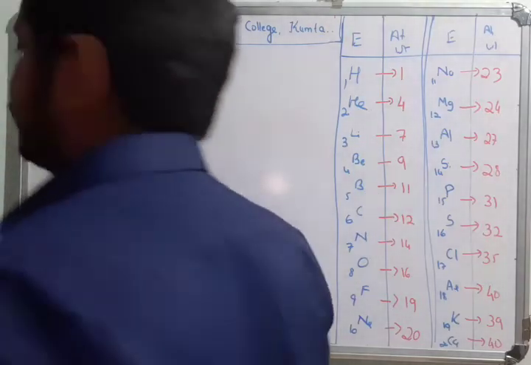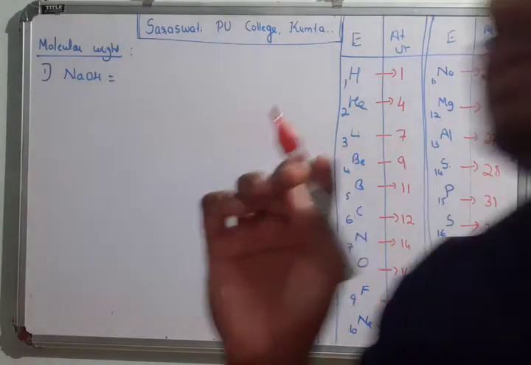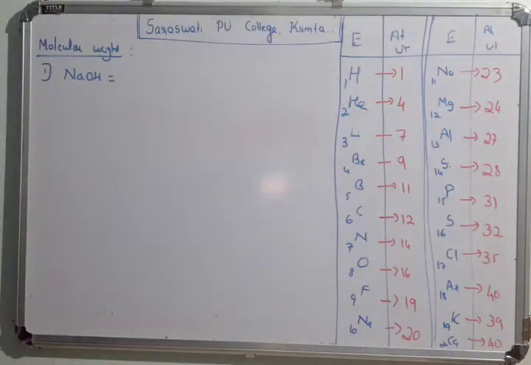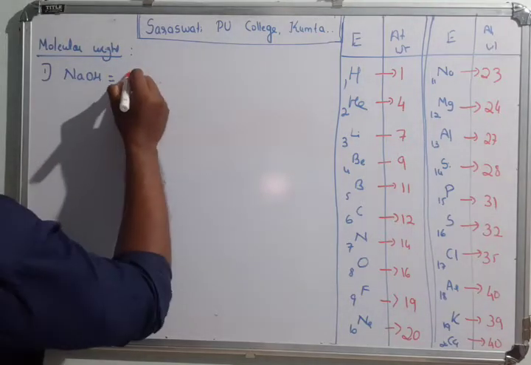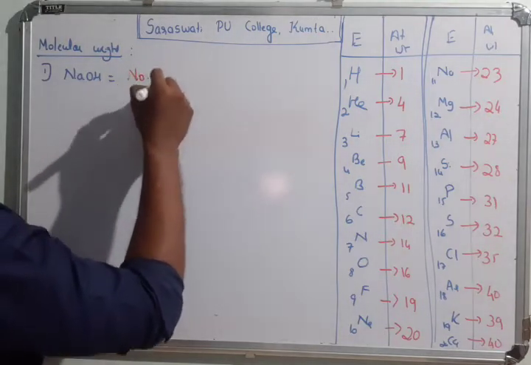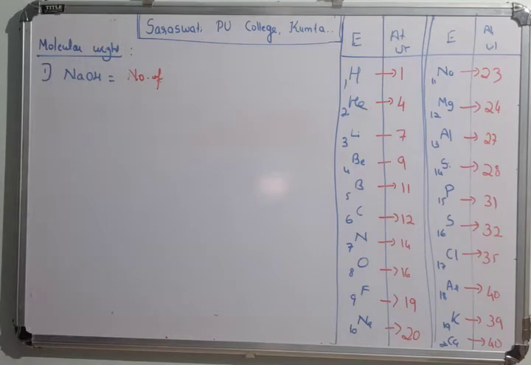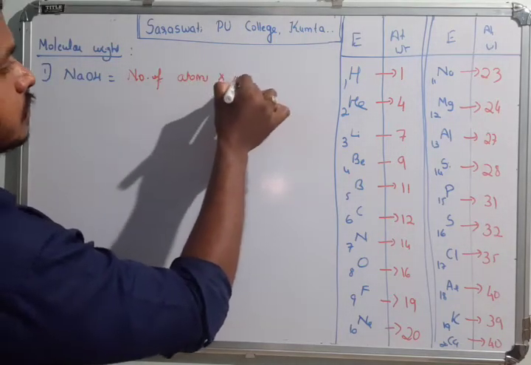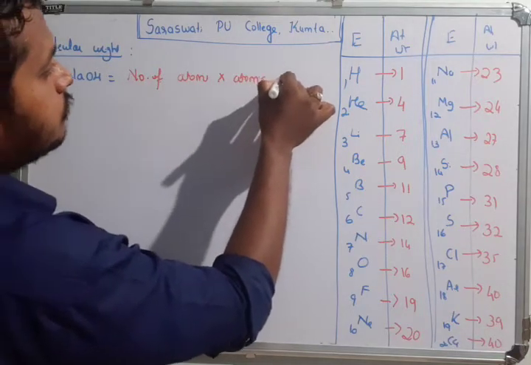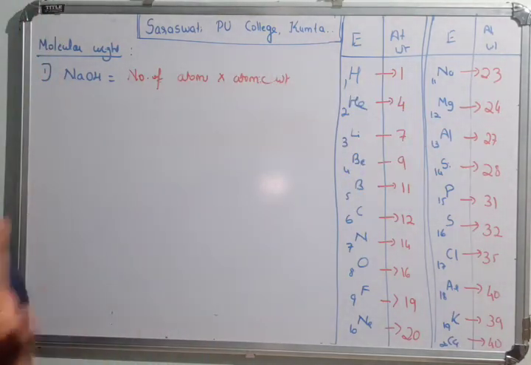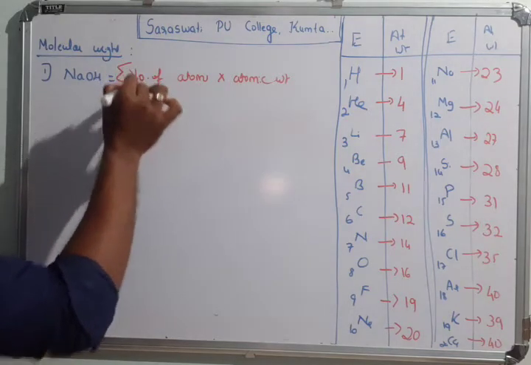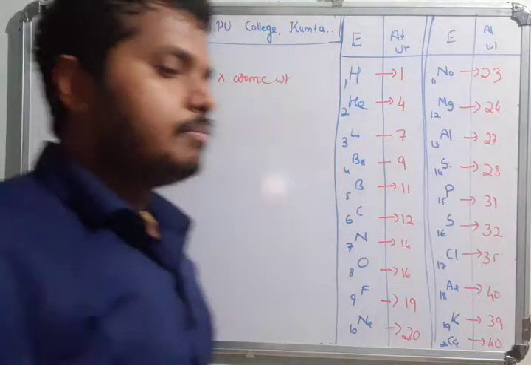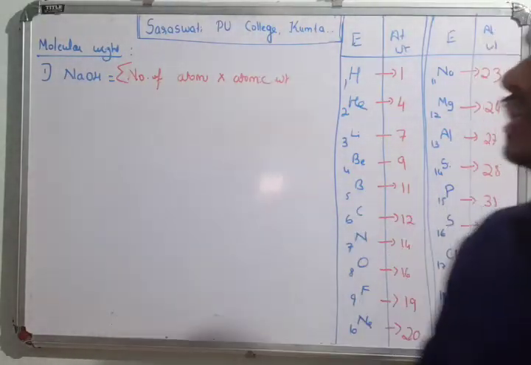So how to do it? How to calculate the molecular weight of NaOH? Understand this: whenever you are finding the molecular weight, it will be the number of such atoms into its atomic weight. That's why I have written the atomic weight here. Got it? It is a summation of the different numbers of atoms into their atomic weights.